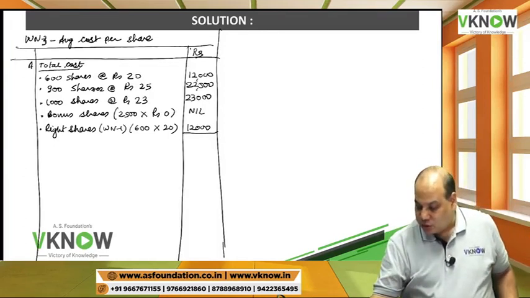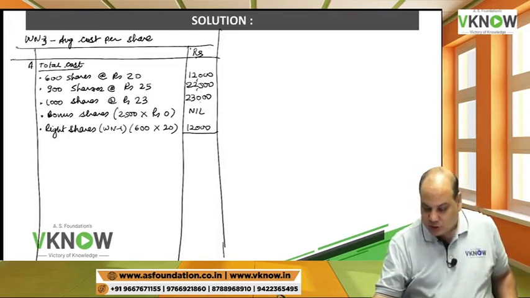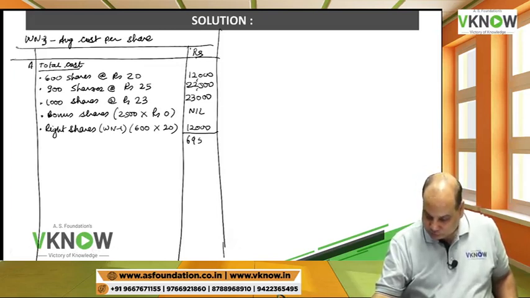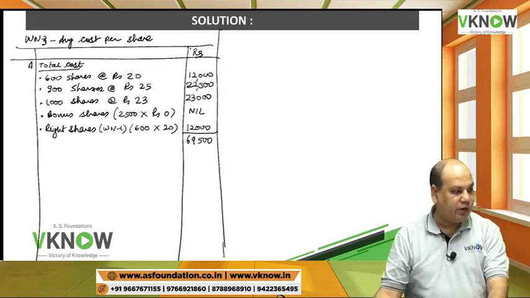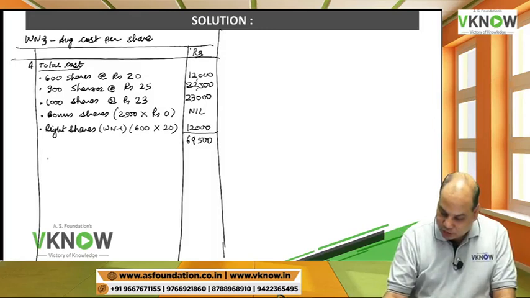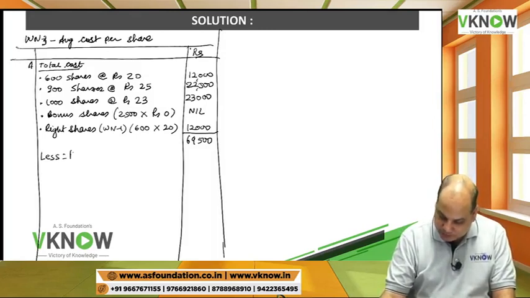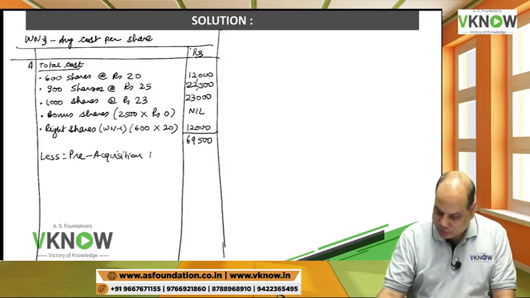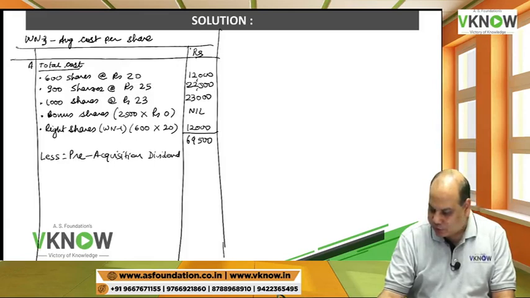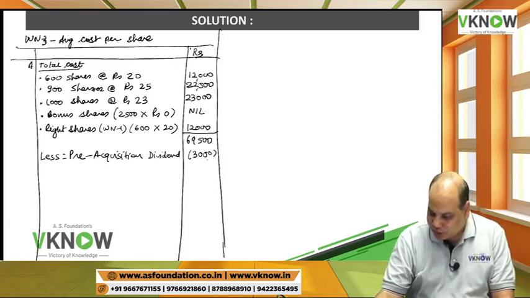Now please tell me the total of this entire thing. 12,000 plus 22,500 plus 23,000 plus 0 plus 12,000. So this comes to 40, 50, 60, 69,500. 69,500 is right. And then you write down here less pre-acquisition dividend, working note 2, 3000 rupees.